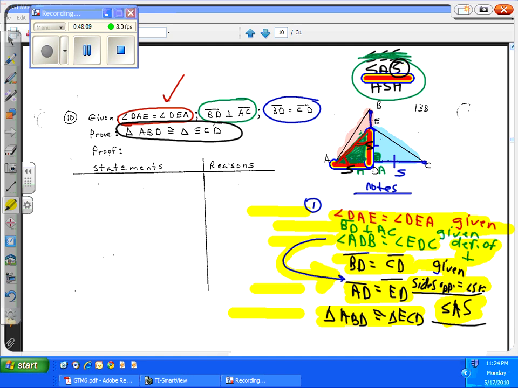So we just want to slip this one in here. This will be statement 1, reason 1, statement 2, reason 2, statement 3, reason 3. We're moving the angle down here to the middle. Statement 4, reason 4. Statement 5, reason 5. Statement 6, reason 6. We proved that they were congruent by side angle side. Any questions on that?